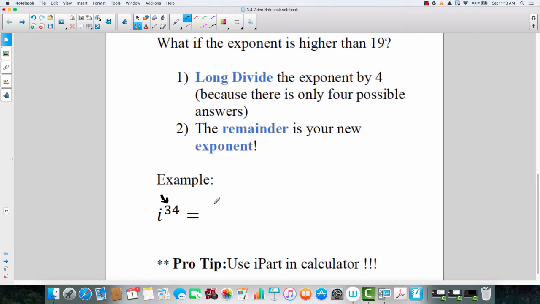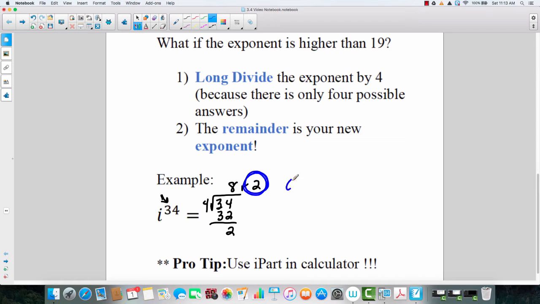So watch. If I have i to the 34th, I'm going to do this. 34 divided by 4. I think that's 8. 8 times 4 is 32. 2. I'm done. Nothing to bring down, right? So what's my answer to 34 divided by 4? It's 8 remainder 2. This, my friends, is the money shot right here. That's the guy we're going to use.